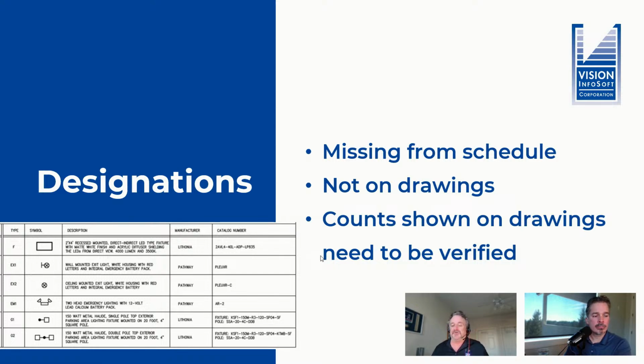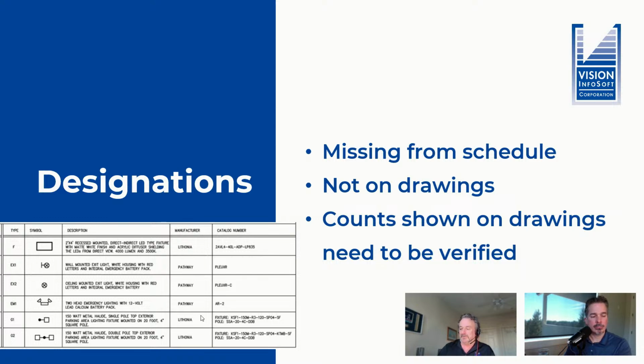And this is one I ran into again just a couple weeks ago. Sometimes the fixture schedule, they'll give you the counts. They'll tell you there's 10 of the fixture F and 10 of the fixture E1 and 100 of the fixture G1 or whatever it is. You cannot rely on those counts. You've got to actually verify them.